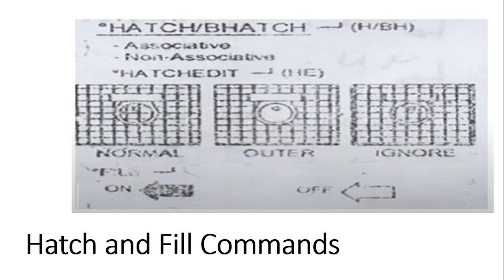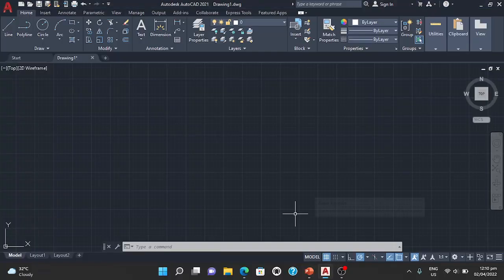So we have here an example, and we will draw through AutoCAD a comfort room, and we will apply the Hatch and Fill commands for the tiles of our comfort room. So let's proceed to our AutoCAD application. I have here an open Autodesk AutoCAD 2021.